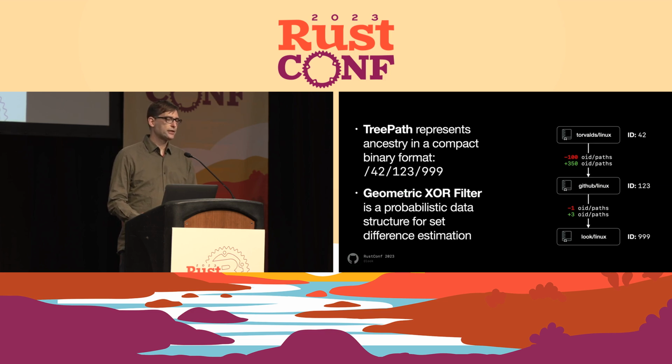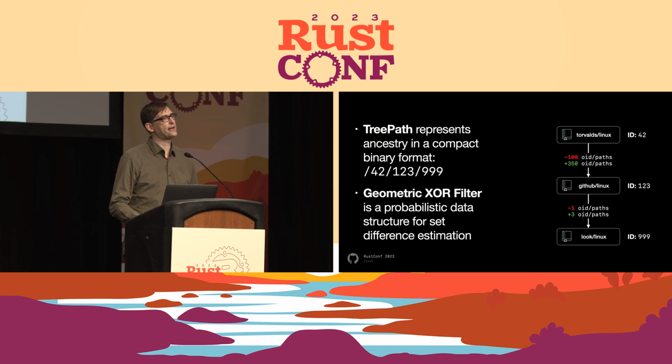To implement this, we needed two new data structures. First of them is called the tree path. This one's fairly simple, but it's just a way of representing this ancestry in a compact binary format. The second one is more complicated. It's the geometric XOR filter. This is a probabilistic data structure that's specialized for computing symmetric set differences. And that's the metric we use for determining how similar a repository is to another repository. If you're familiar with HyperLogLog, it's sort of similar to that, but it's more optimized for this set difference case.